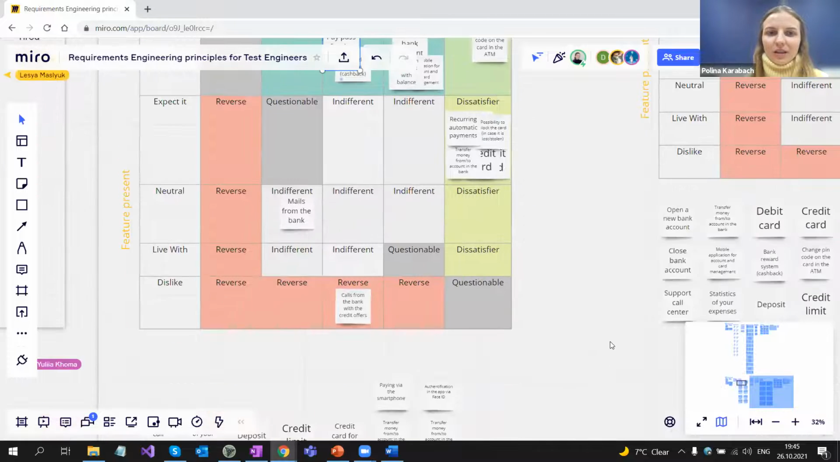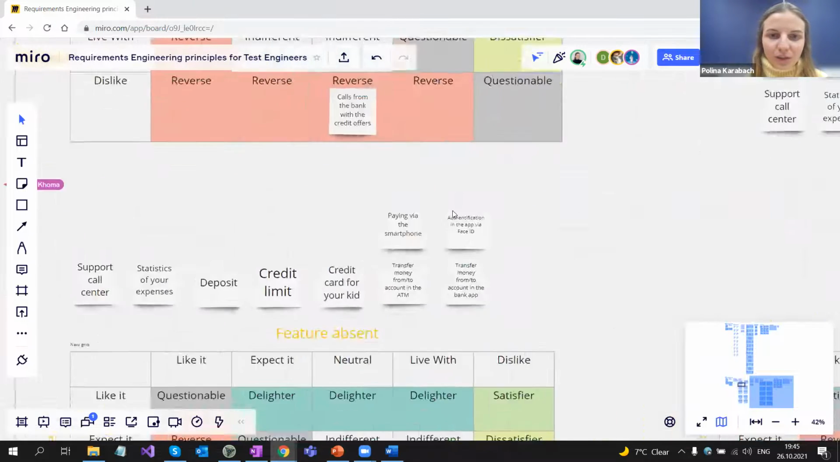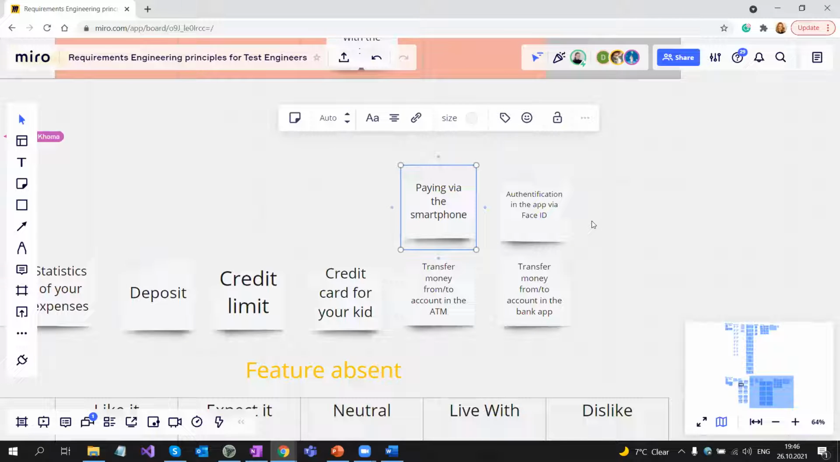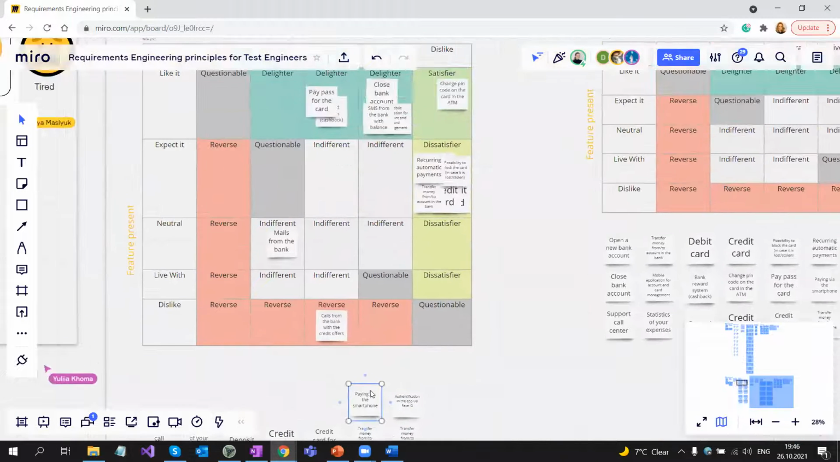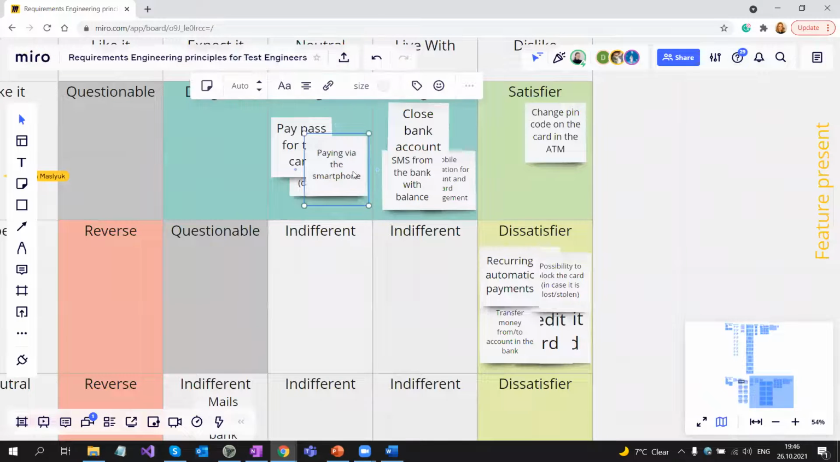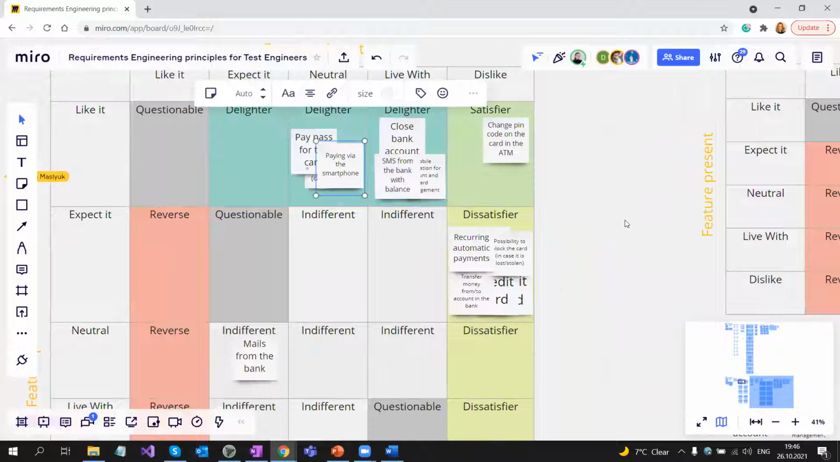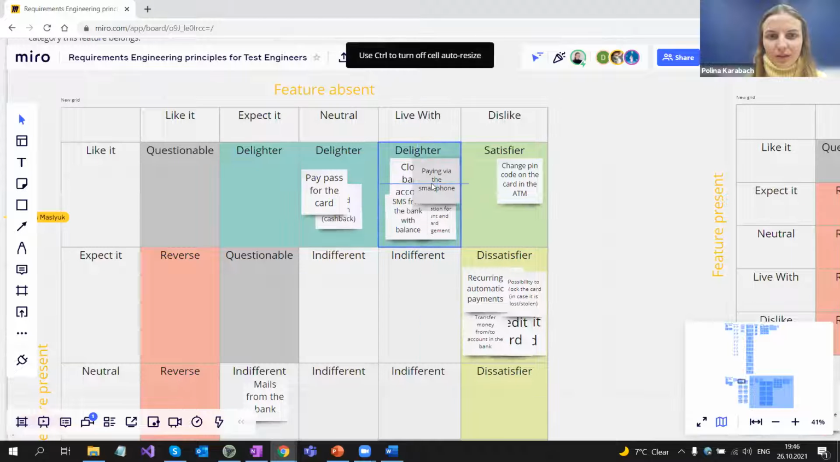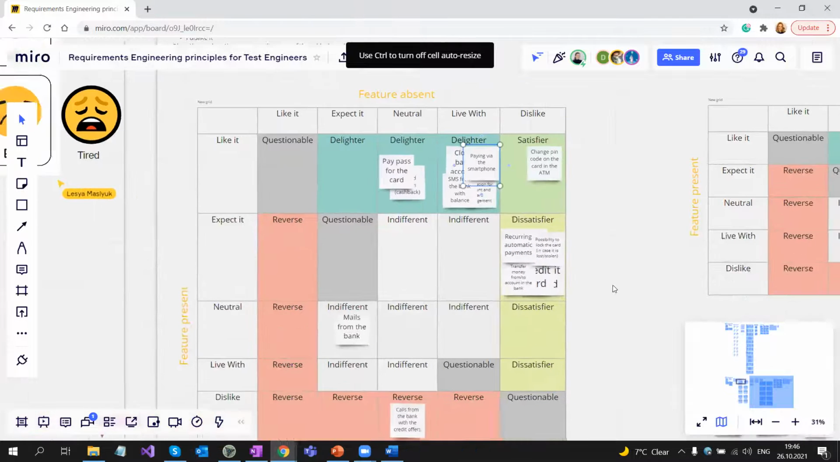All right. And a few more. Paying by the smartphone. I would like it, and I don't use it myself, so I will stay neutral if it will be absent. However, I would live with that rather, this thing, because normal modern bank applications do have this functionality. So I would rather live with that, because more and more people start to expect this functionality from those bank apps. So you can live with that. Yeah. It's a better place for that.